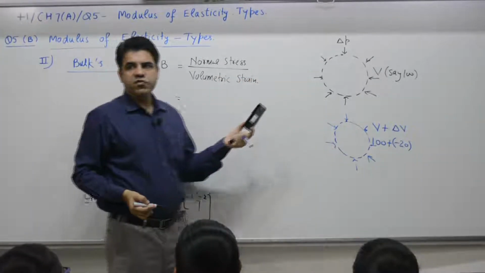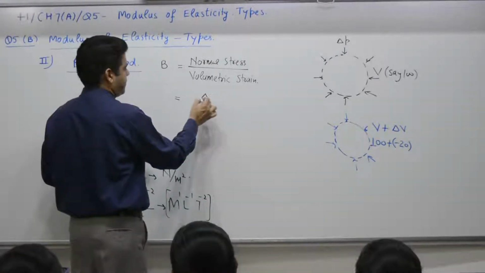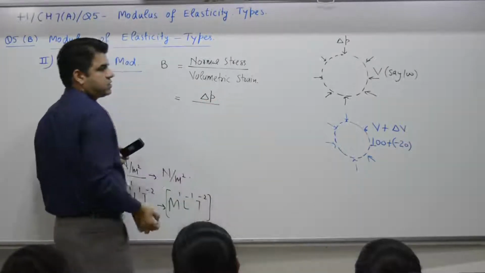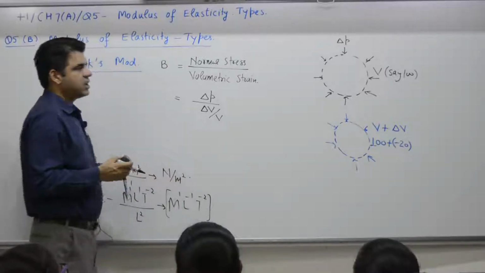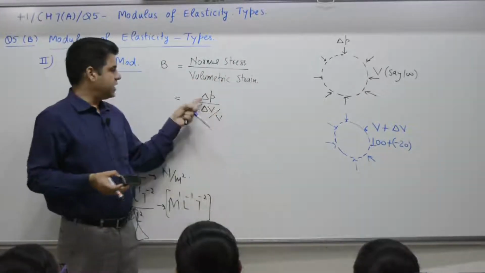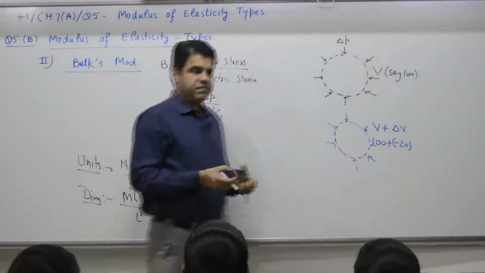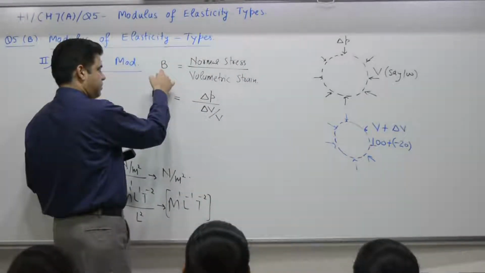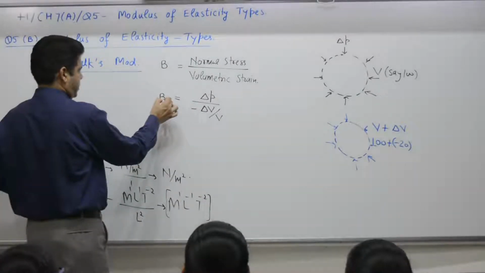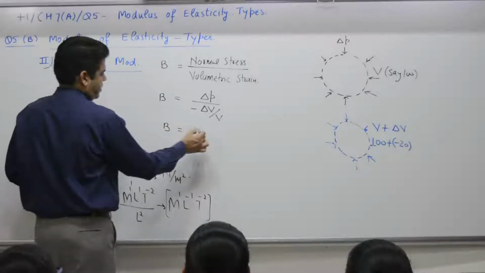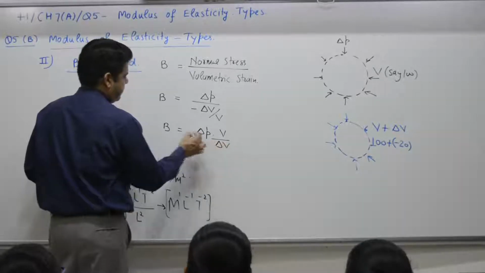Here stress is what? Force per unit area. Here it is extra pressure, delta P. Volumetric strain is the change in volume over the original volume. For the given case, if you increase pressure, if delta P is positive, then delta V comes out to be negative. In order to make the whole parameter B positive, we mark a negative sign. So bulk modulus is equal to minus delta P times V over delta V.